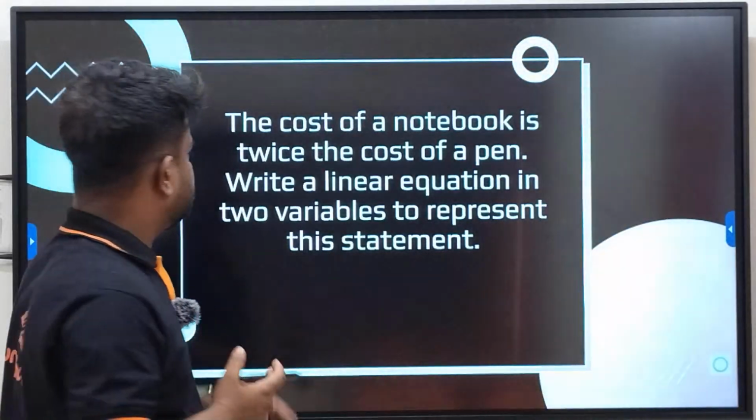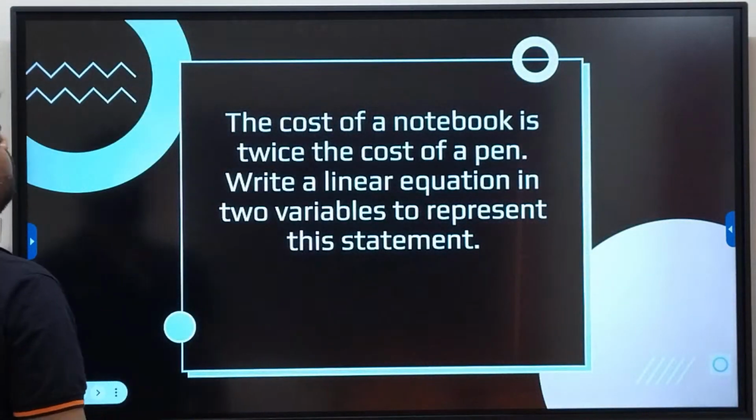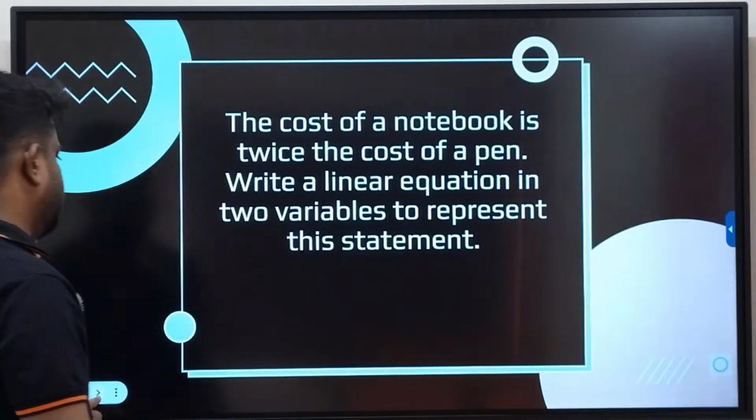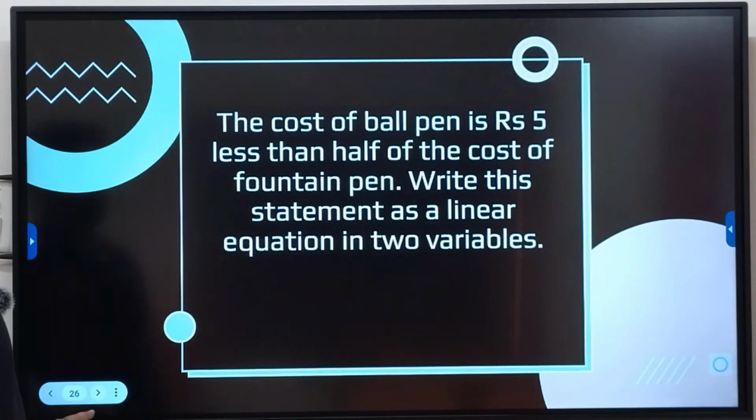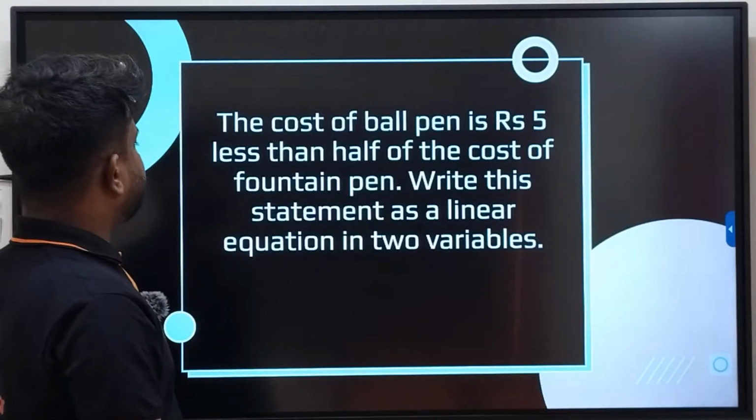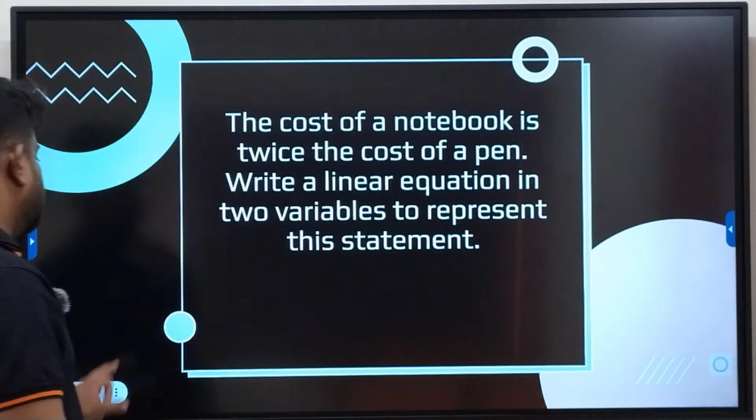Okay, the cost of a notebook is twice the cost of a pen. Write a linear equation in two variables to represent this statement. Okay. The cost of a ball pen is ₹5 less than, okay. Let's do the first one.